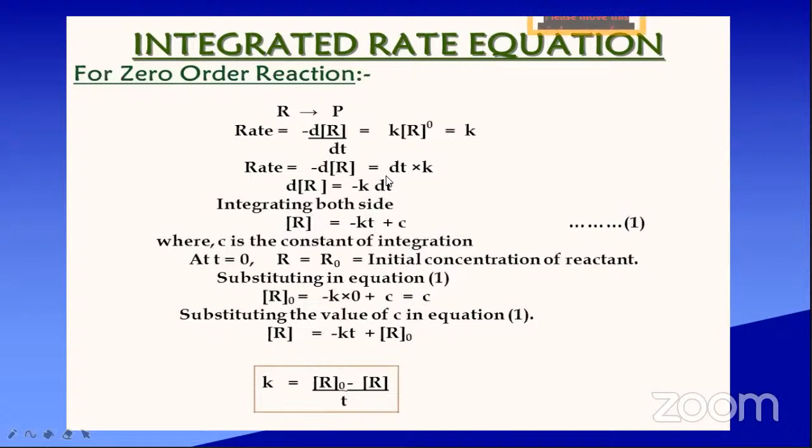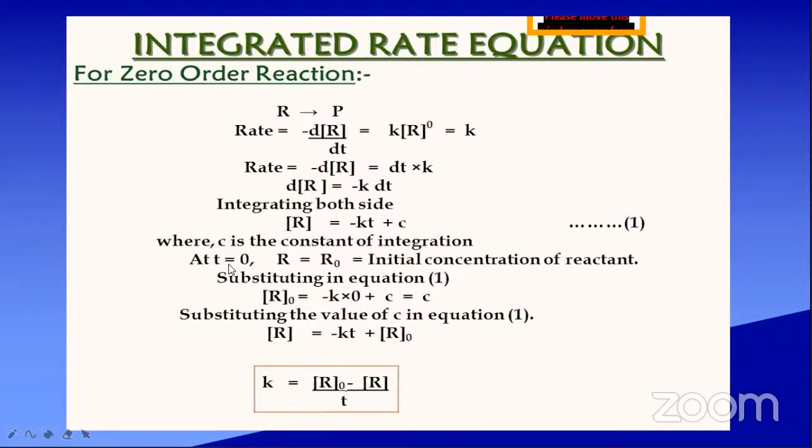Now we have to integrate with respect to t. Integration of dx equals x, like this. Integration of dt equals t. So k is a constant, and the negative sign is there, so minus k is a constant, and the integration of dt equals t, giving minus kt plus c. So the concentration of R, the square brackets indicating concentration of R, equals minus kt plus c. This is equation 1, where c is an integration constant. Why? Because on integration, some value will be there, so it is the integration constant.